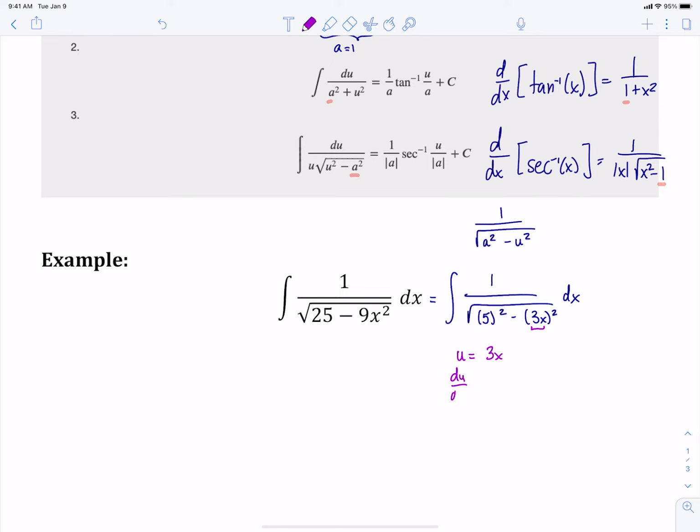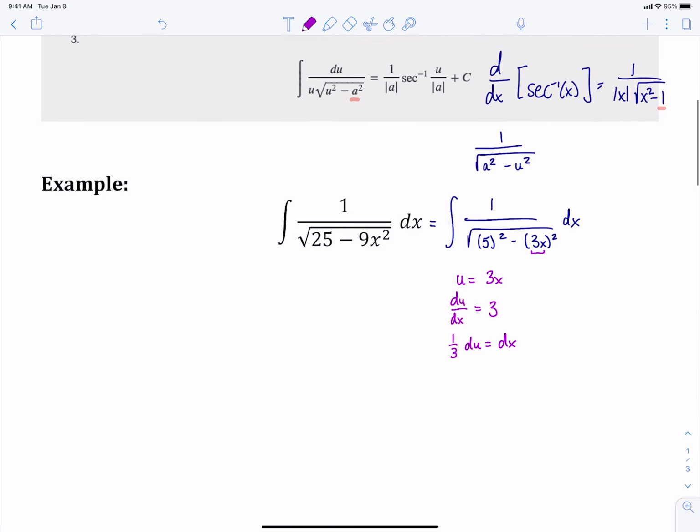And then the derivative of that, du/dx, is 3. So solving and getting everything together, we get 1/3 du is equal to dx. That makes our integral equal to 1/3 times 1 over the square root of 5 squared minus u squared du.